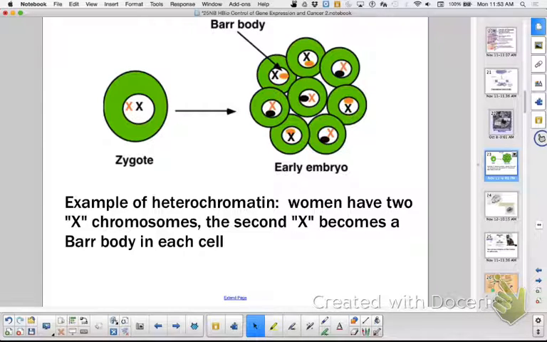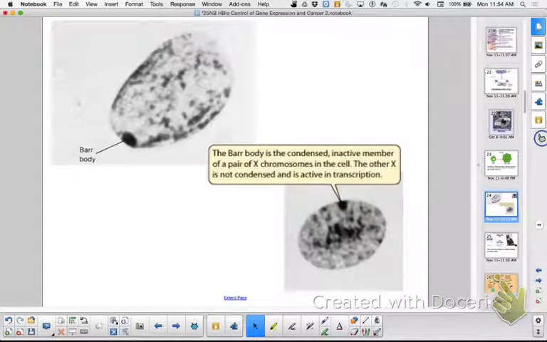Now, males don't have a bar body. The reason why they don't have a bar body is they only have one X, so they don't have a second one to condense. But females do. So you can see here, they just randomly colored the 2 X's, one red, one black. So you could have a black X or you could have a red X. And you can see those bar bodies within the nucleus. It appears like a little dot inside the nucleus.